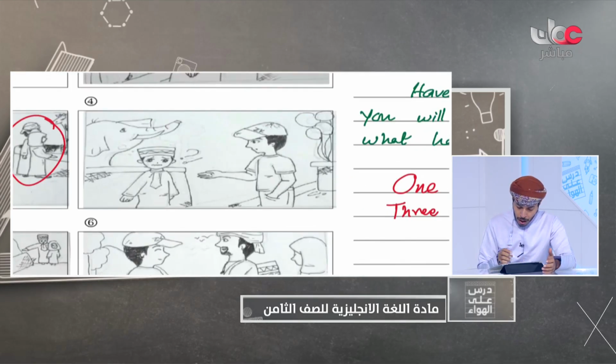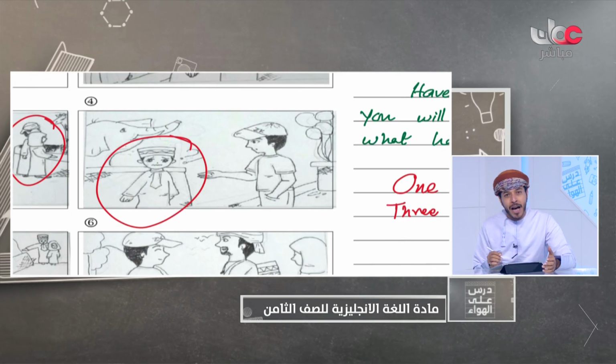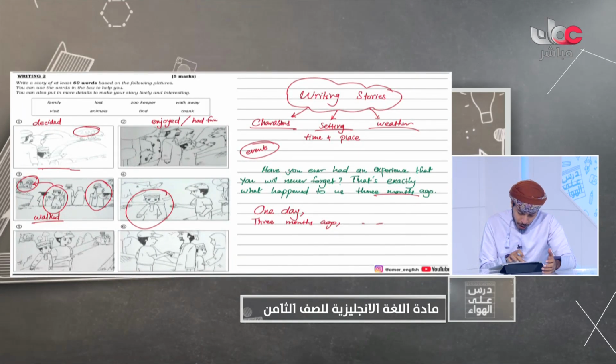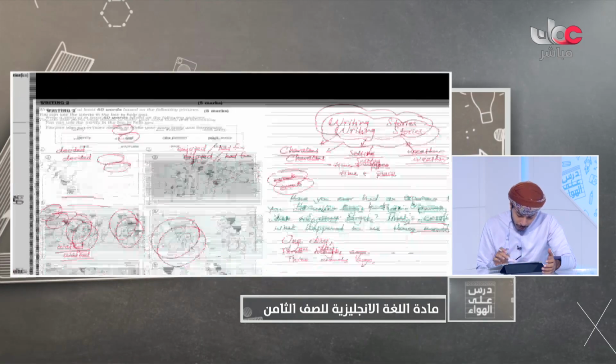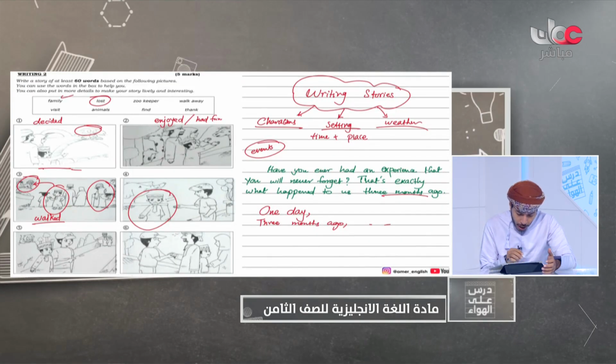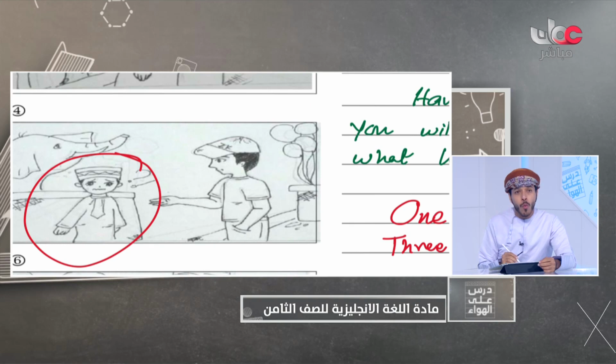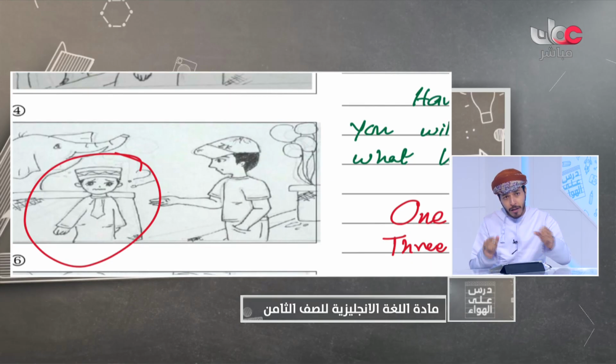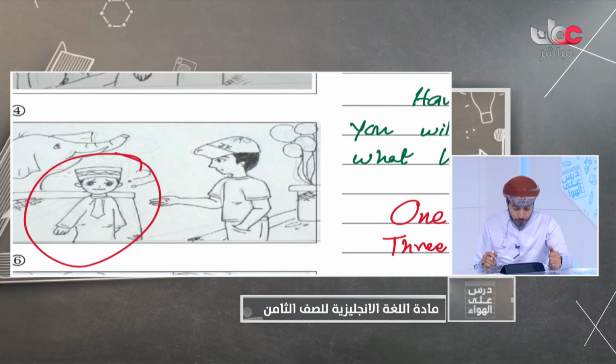Then, look at this sad boy. Excellent. So here we have lost. We have already used family, lost. And we have used animals. The boy was lost. مفقود. ضائع. Lost. Why? Because he was away from his parents. So, because it's crowded and he got lost.